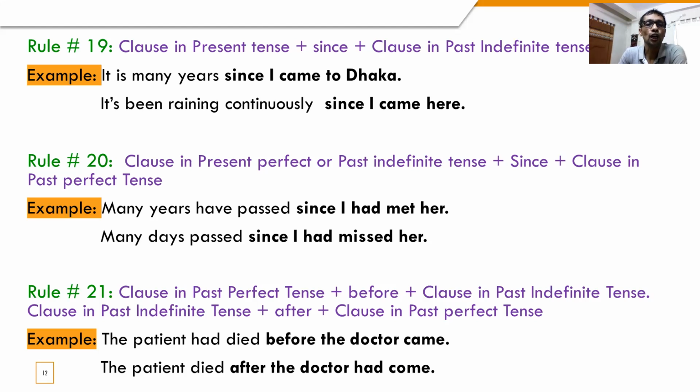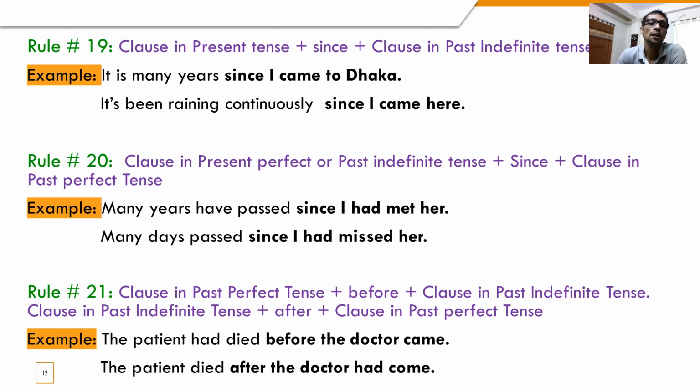And again, clause in the past indefinite tense, plus after, and then clause in the past perfect tense. So there is a secret of you memorizing the rule. The rule is that before, and after, perfect tense, past perfect tense. So you can see in the first example, the patient had died before the doctor came. The patient died after the doctor had come.